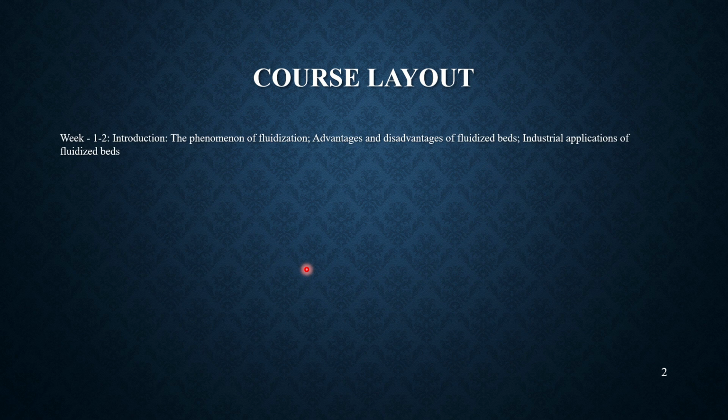So the course layout is as follows. We have almost covered all the things required for the basic understanding of fluidization engineering. In weeks 1 to 2, we saw the introduction to the phenomenon of fluidization, covering the advantages and disadvantages of fluidized beds and industrial applications of fluidized beds. I know this would be repetitive for whoever has been listening from the start, so I'll keep it short today. But this is for people who are attending the session for the first time, to give them an idea of the course layout, because we have a lot of time as well. So why not make use of it completely?